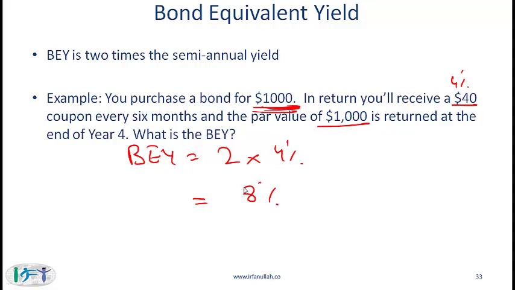Notice that the effective yield, however, will be more, because the effective annual yield is going to be 1.04 raised to the power of 365 divided by 180, minus 1, and this is going to be slightly more than 8%. But again, in terms of the bond equivalent yield, all we do is come up with the 6-month yield, which is also the semi-annual yield, and multiply it by 2.